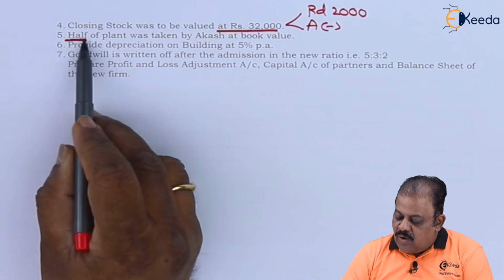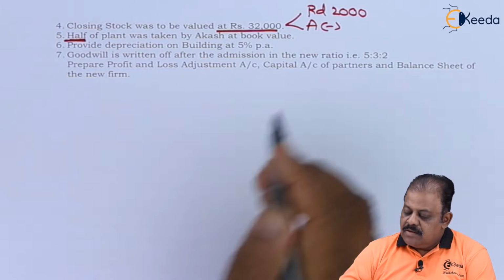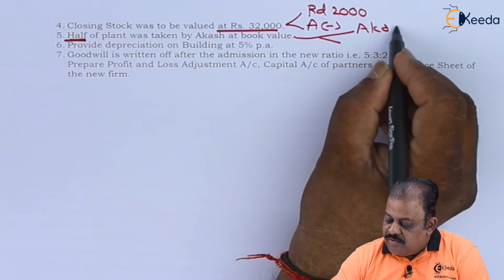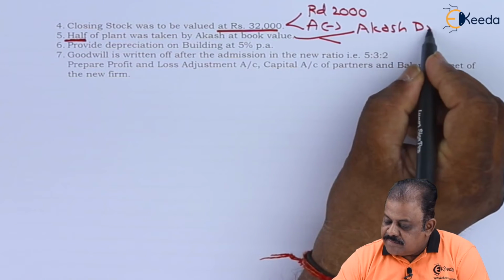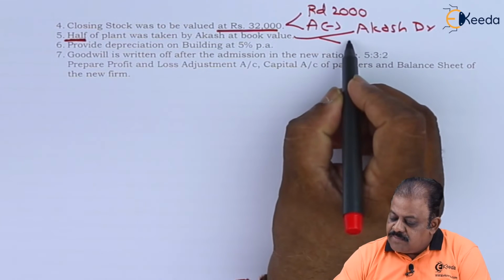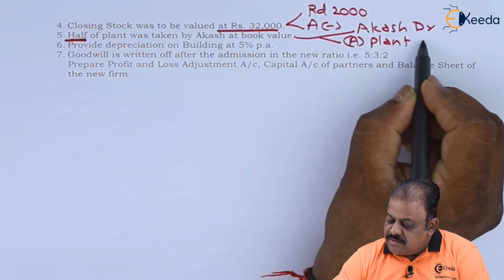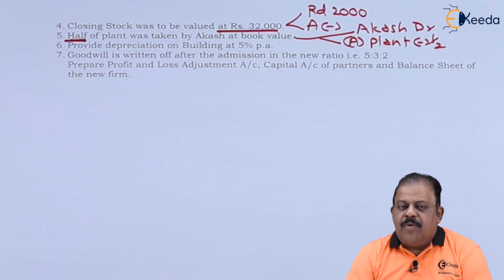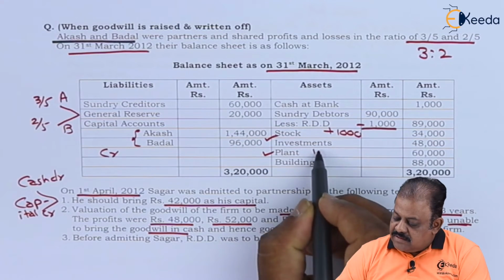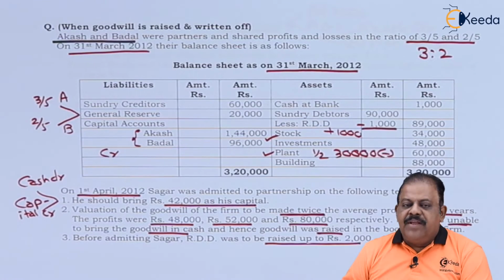Half of the plant was taken by Akash at book value. Akash has withdrawn plant, so Akash's account will be debited. Half of the plant is taken by him, so on the asset side, from plant we will reduce half the amount. Plant here is 60,000. Half of the plant, that is 30,000, is taken by Akash. So this will be reduced.